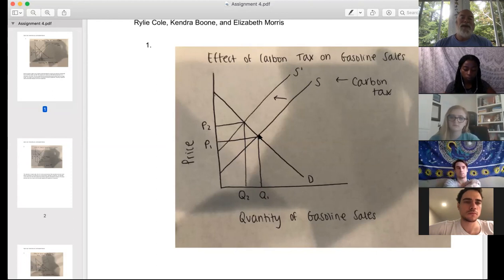Another way to think about that is at a higher price, consumers are not willing to buy as much gasoline, so they reduce their quantity demanded. Okay, any questions about that? Lindsay, you got that? I thought you did.